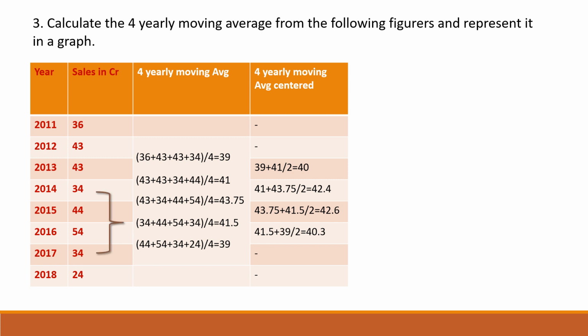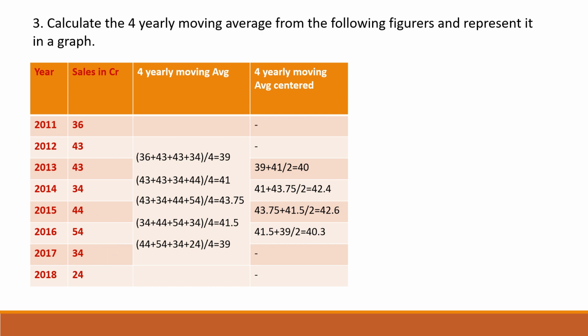The next 4 years average is 41.5, and for the last 4 years, as we have taken 2018 for the calculation, the process of calculating the moving average will end. So the average for 2015 to 2018 is 39.